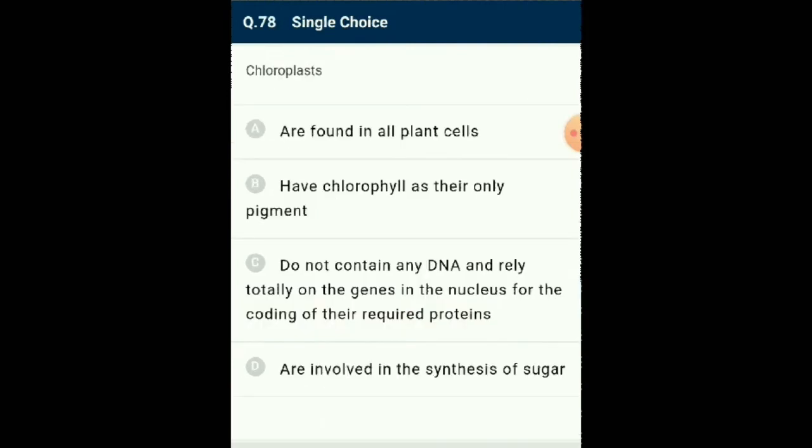Question number 78. Chloroplasts are organelles, rather specialized compartments found in plant and algal cells. The first role of chloroplast is to conduct photosynthesis, where the photosynthetic pigment chlorophyll captures the energy from sunlight and converts it and stores it within the energy storage molecules ATP and NADPH while freeing oxygen from water. So the answer for this question is option D, are involved in the synthesis of sugar.